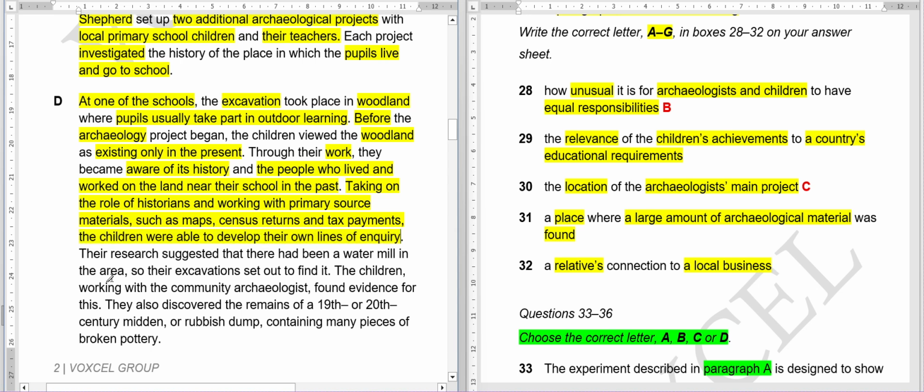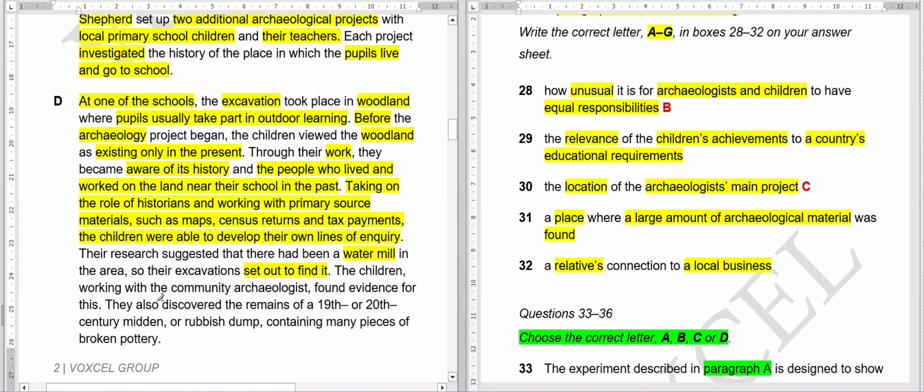The research suggested that there had been a watermill. Okay, so there is mention of watermill here. Let me mark this. Their research came to the conclusion that there must have been a watermill in this particular area. So their excavation set out to find it. So they started the excavation just to find it. So the purpose was clear for their excavations: to find the watermill.